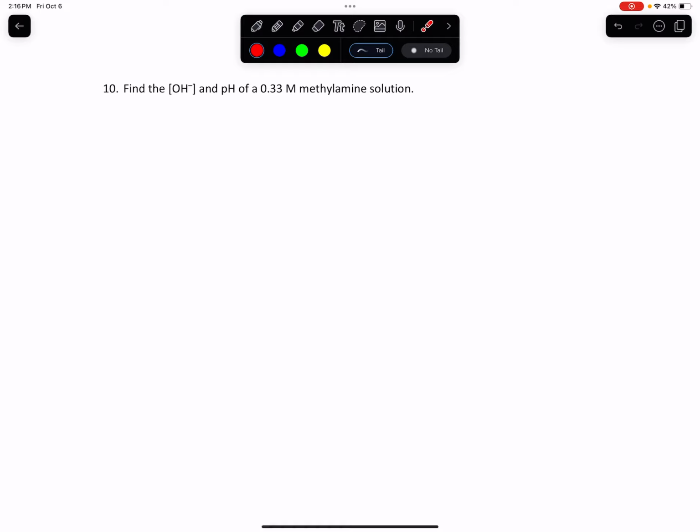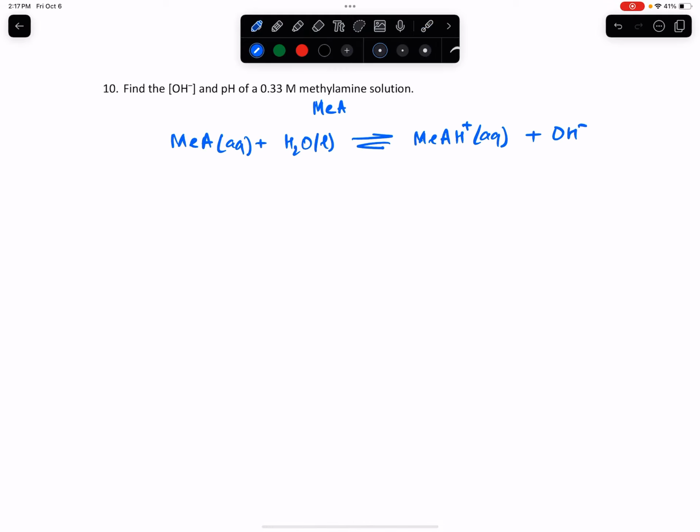And in this problem, we have a weak base solution, 0.33 molar, and we have to find the OH minus ion concentration and the pH. So let's first represent this base, methylamine, with something simpler so we can draw the equilibrium. Let's call it MEA. We write MEA aqueous plus H2O, which gives us MEAH plus. It picks off an H plus from the water, and what's left behind is OH minus. So the OH minus ion concentration is coming from the reaction of MEA with water.